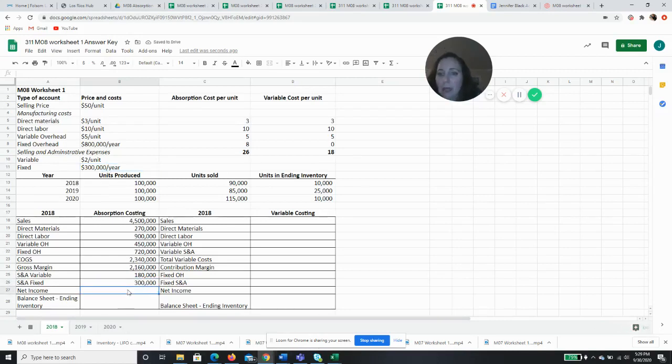So our net income then is going to be our gross profit, or gross margin. I should probably say gross profit, minus our selling and administrative variable minus our fixed. We also call these our period costs, or back in 301, we called them our operating expenses, okay? Gives us a net income of $1,680,000. Don't worry about this balance sheet ending inventory right now. We're going to come back and do that in a future video.